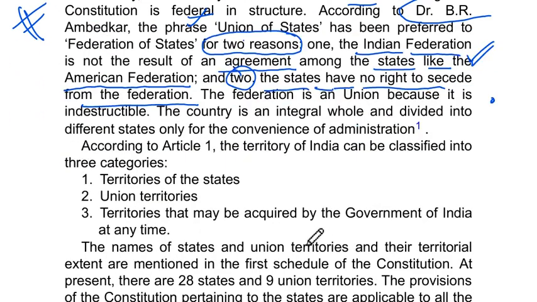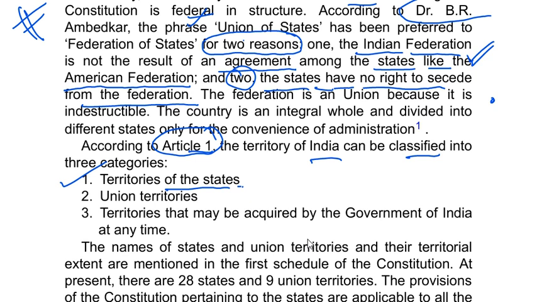Next, in Article 1 there is also a mention of the territory of India and its classification. Total Indian territory is classified into three categories. Number one, the territory of the states.